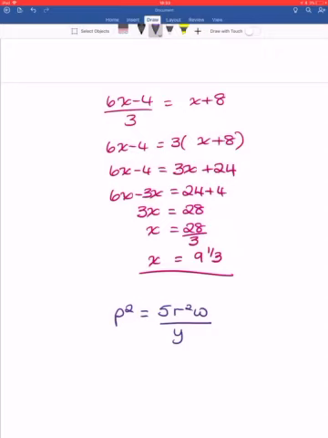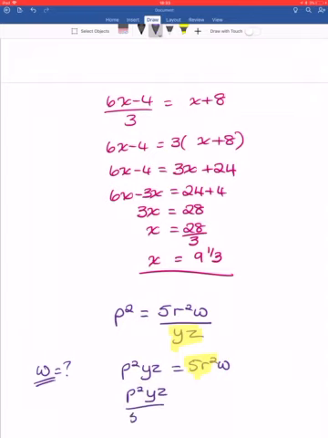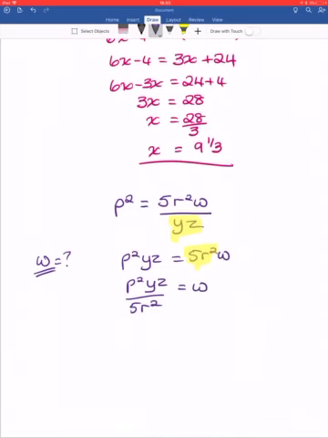I want to rearrange it for w. I want what w is. So I'm just going to multiply through by the yz, so I get rid of that. So I get p squared yz equals 5r squared w. I want w on its own, so I want to get rid of the 5r squared. So I've got p squared yz over 5r squared equals w.